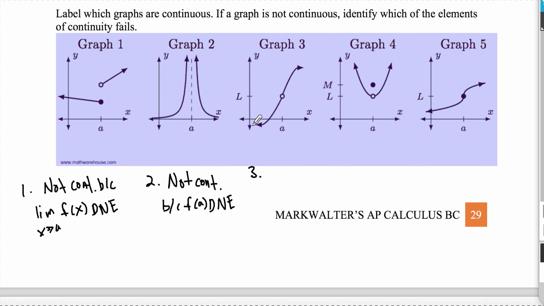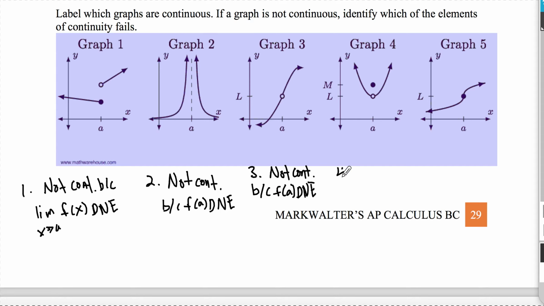3. Is this continuous? No, looks like we have to pick up our pencil to get over that hole. So it's not continuous. Well, let's figure out why. We go down our checklist. Does f of a exist? No, f of a does not exist. So I can say this function is not continuous because f of a does not exist. There is no point there.